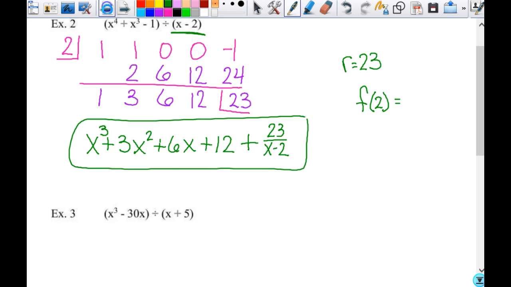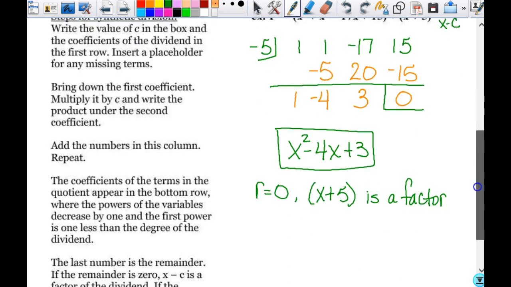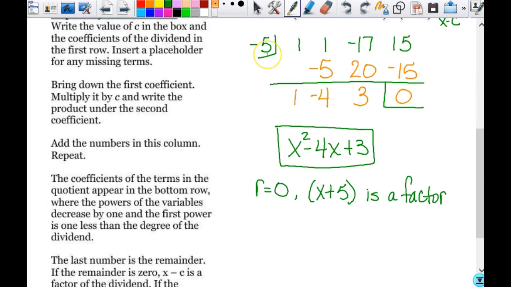Look back here. Let me ask it this way. What does f of negative 5 equal here? 0. That's the whole evaluating part of it, right? Since f of negative 5 equals 0, that means y is 0 and x is negative 5. That's what makes it a factor. Does that make sense to you?